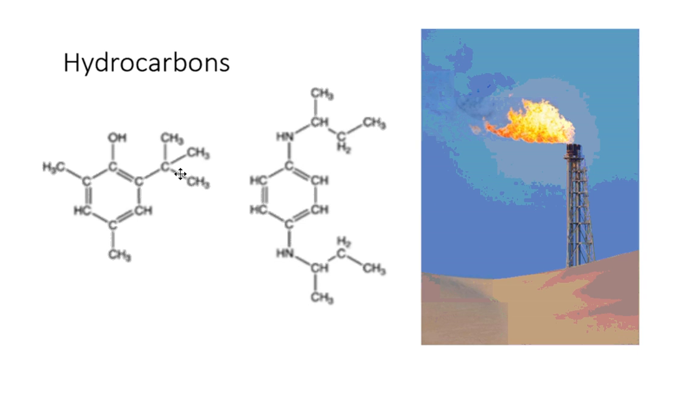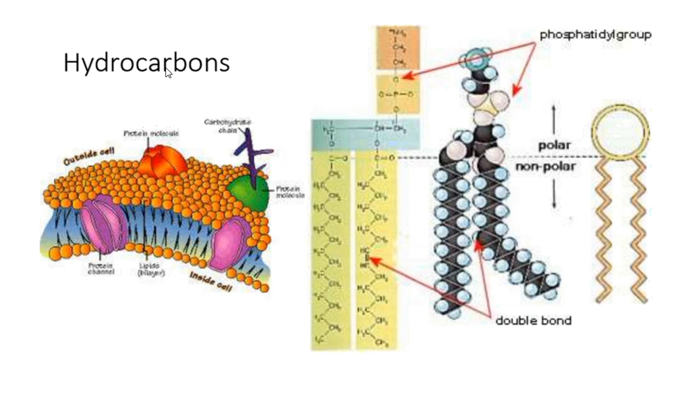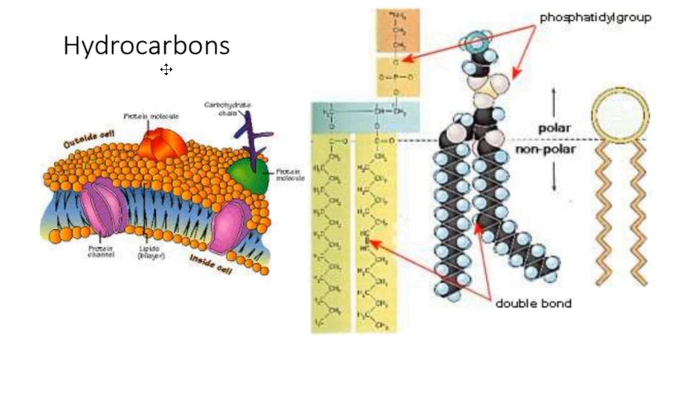Examples of hydrocarbons are fossil fuels like oil. If you take an oil or gasoline and try to mix with water, it won't work because hydrocarbons are extremely hydrophobic. And here are some different hydrocarbons that are found in your cell membrane. They're called phospholipids, which we will talk more about later. And your phospholipids are actually both hydrophilic and hydrophobic.